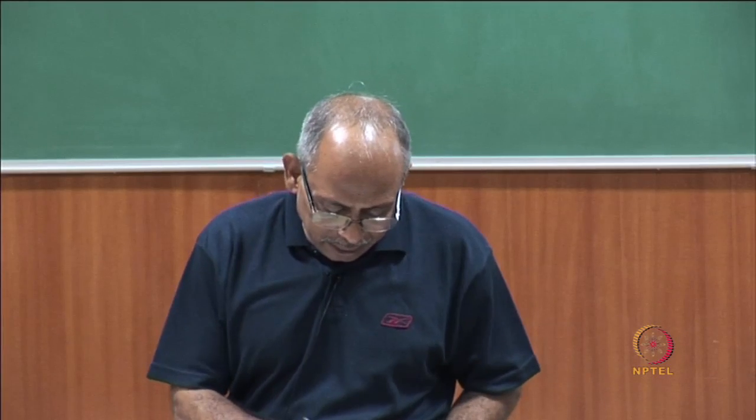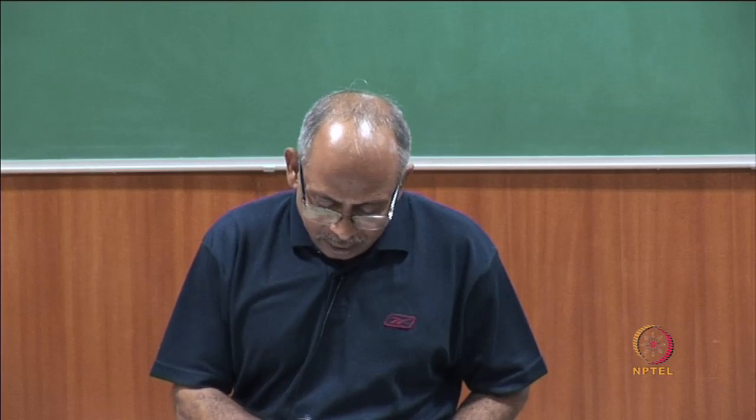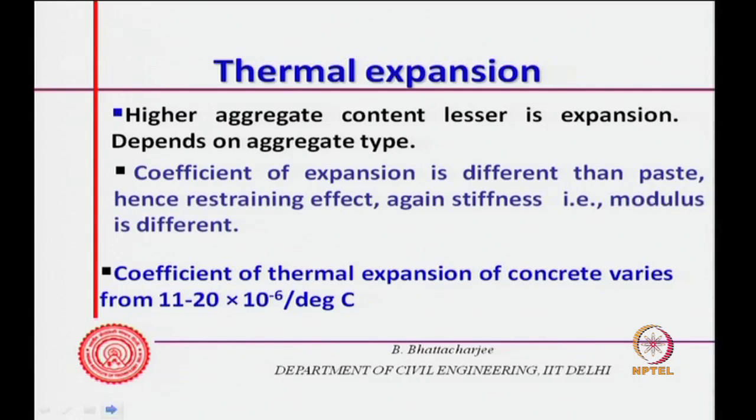So, it depends upon aggregate type, as I said, and aggregate content. The coefficient of thermal expansion of concrete varies within this range, and steel is also somewhere there, 14, 13, 14, 11, depending upon the type of steel, they are also within this range. So, the coefficient of thermal expansion generally varies within this.